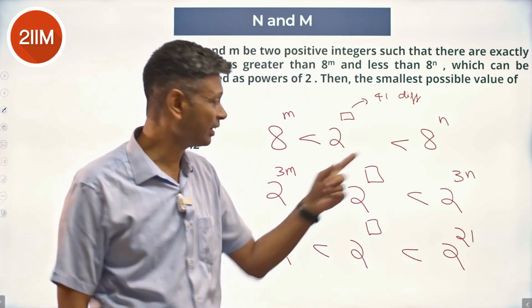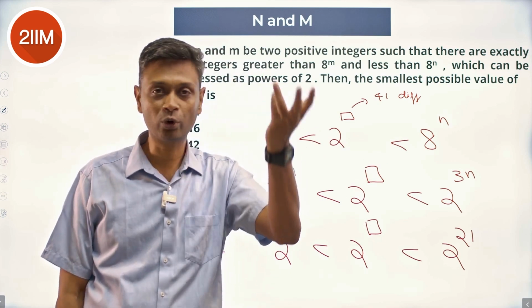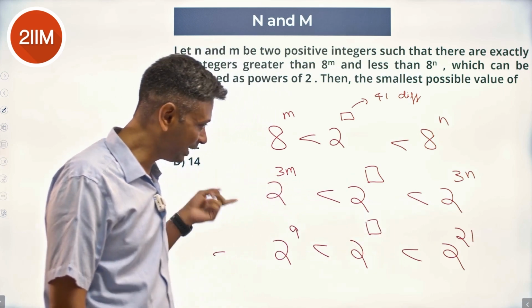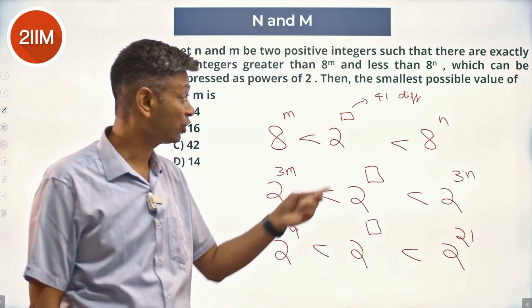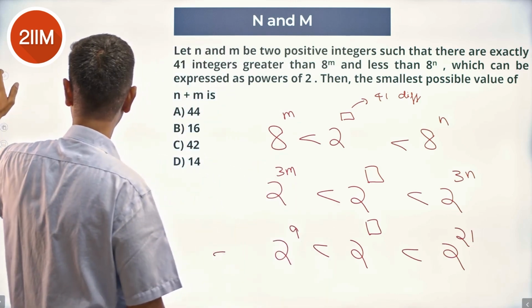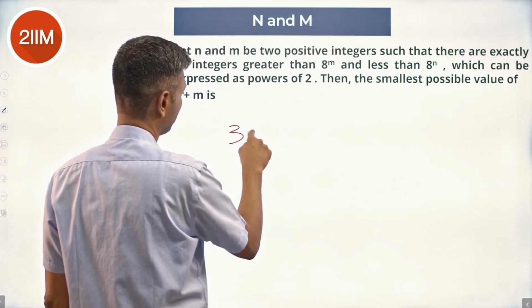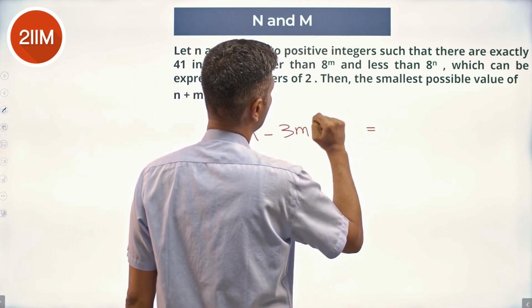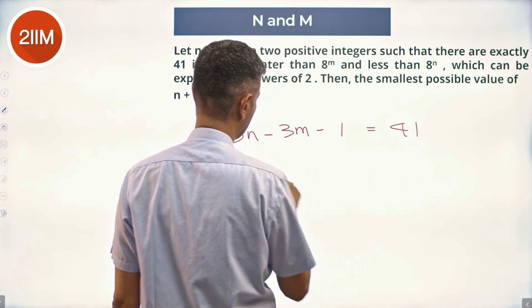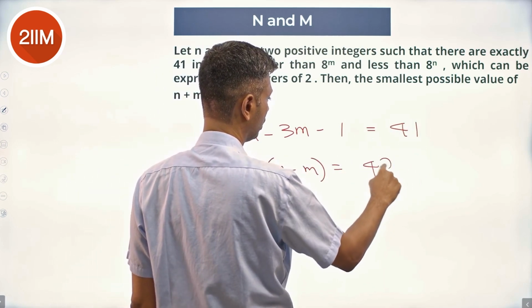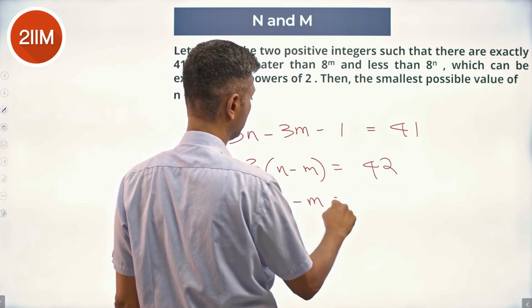When I did this question, I did 3n minus 3m, say 3 times n minus m, how is it going to be 41? It's not 3 times n minus m, it is 3n minus 3m minus 1, because it is in between. It is greater than this and less than that. So now we get quite beautifully 3n minus 3m minus 1 equals 41, or 3 times n minus m is 42, n minus m is 14.